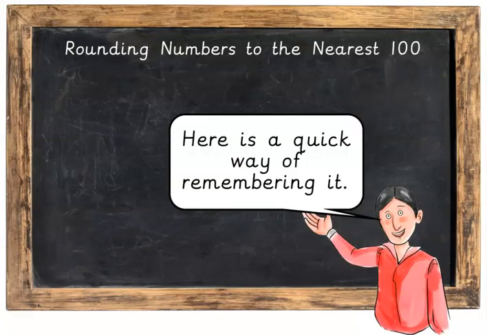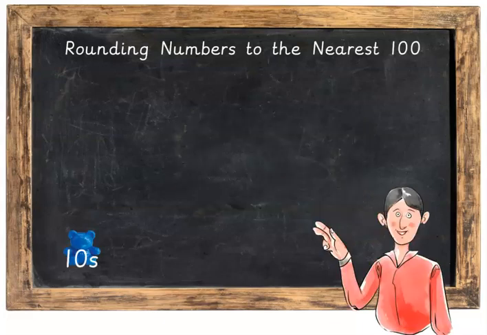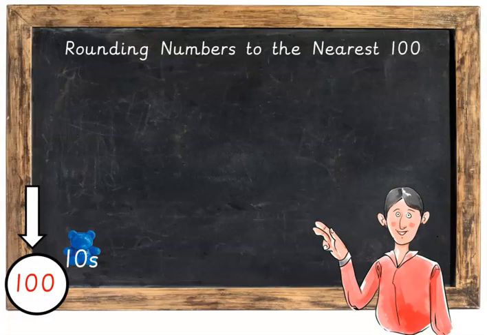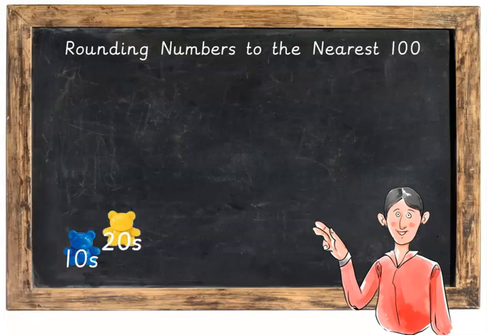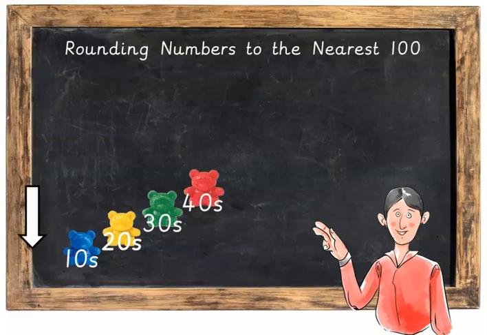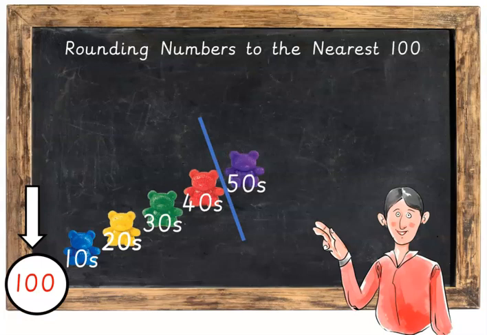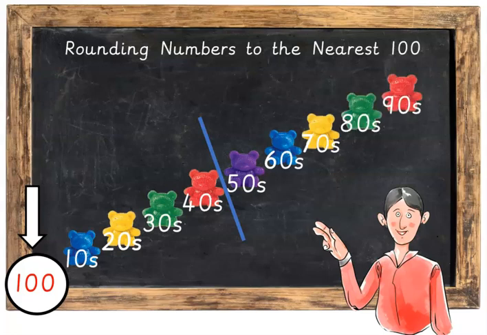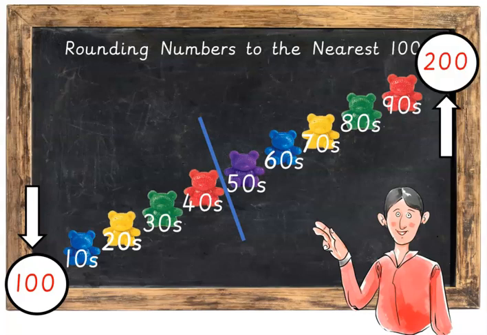Easy. Here's a quick way of remembering it. Any number in the tens will get rounded down to the nearest 100. The same will happen for any numbers in the 20s, in the 30s, in the 40s. They will all get rounded down to the 100 below them. Following on from this, any numbers in the 50s, the 60s, the 70s, the 80s or the 90s will be rounded up to the nearest 100 above them.